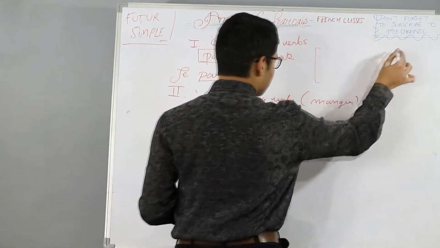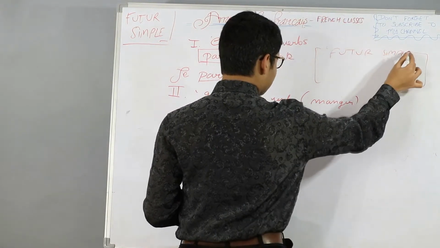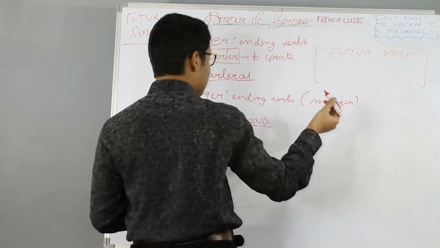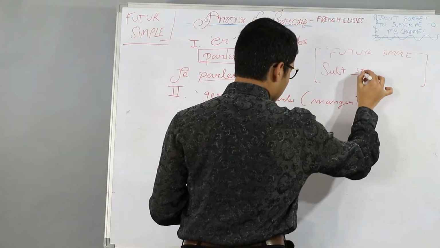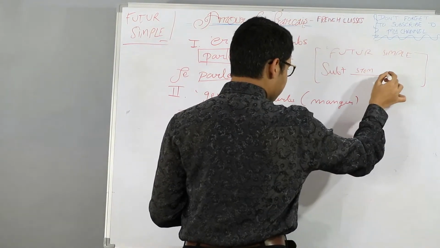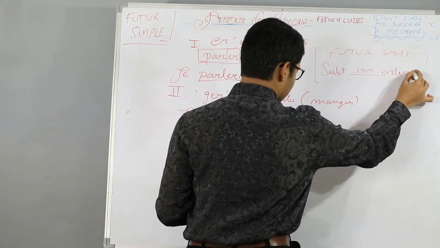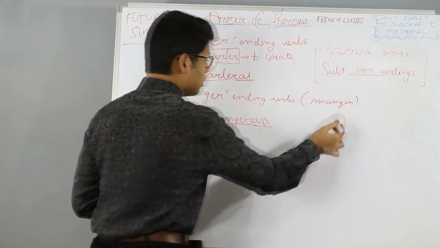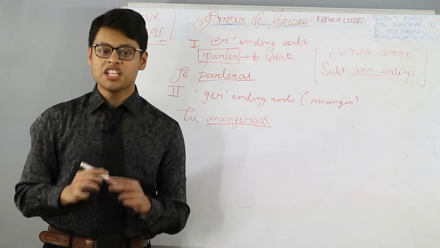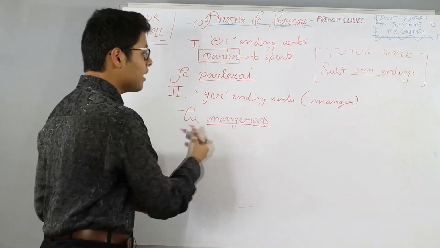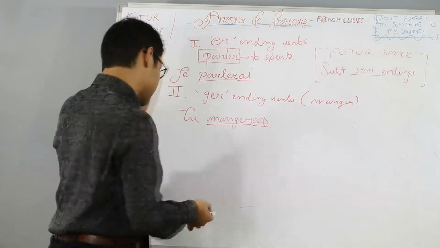One thing to remember is the basic rule for future simple, or you can call it an equation of future simple: first the subject plus stem, and without adding a space in between, in continuation, the future simple endings. This rule or equation will be applicable for each and every verb. It's just that the stem varies from verb to verb. There are some exceptions also, which we will discuss in the next class.